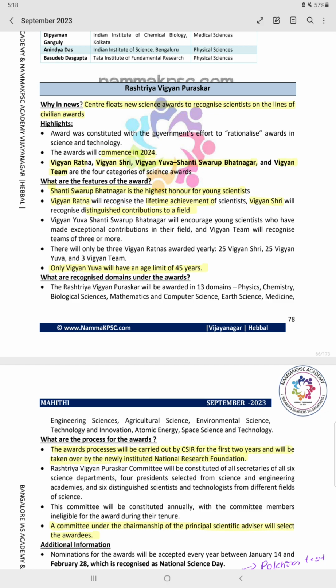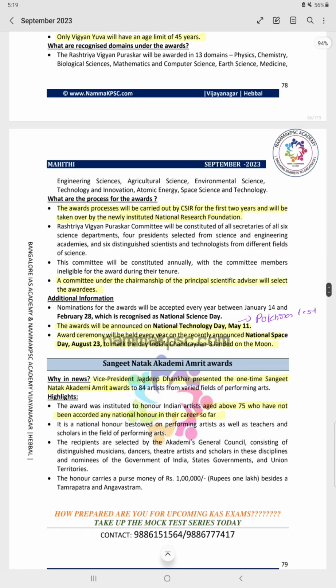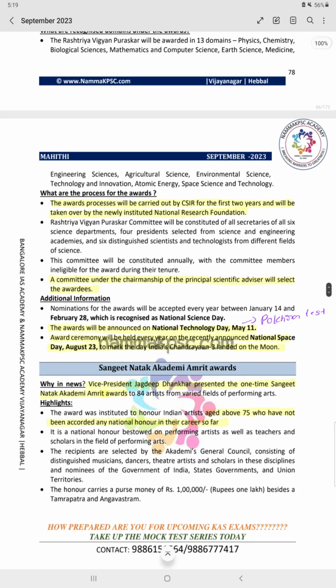Vigyan Ratna is for lifetime achievement. Vigyan Shri will be for distinguished contribution to a specific field. Vigyan Yuva will have an age limit of 45 years. So what is the process? Initially, it will be given by CSIR only, but later they will establish a new institution called the National Research Foundation, and they will give that award. And the committee will be headed by the Principal Scientific Advisor to the Prime Minister.